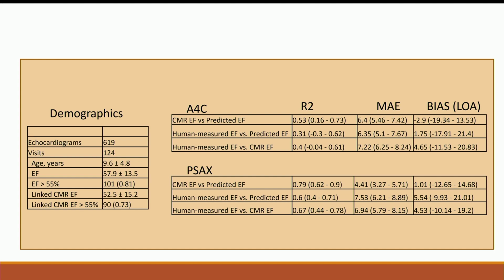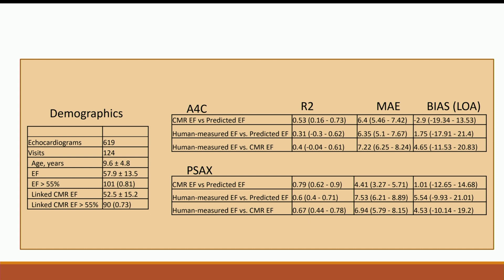So results are from these two tables. If you look at the A4C table, you see an R2 of 0.53 for CMR versus predicted EF. Essentially, CMR EF is our labels, right? And we're predicting CMR EF as a result. So 0.53 is an okay number, at least for 619 videos, compared to 0.31 for human measure versus predicted EF.